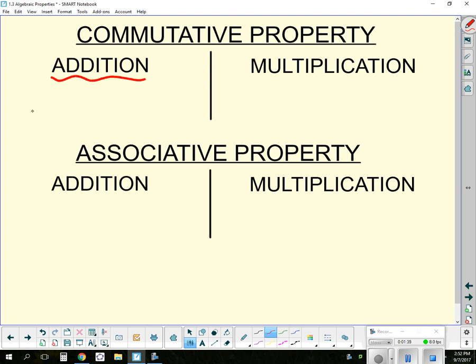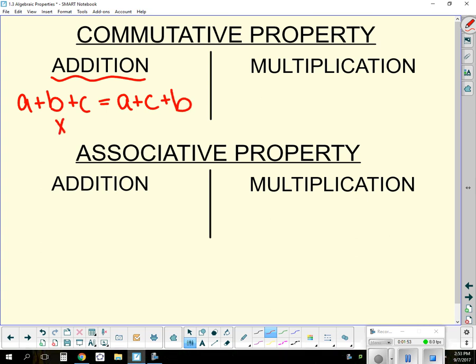says if you have A plus B plus C, that's the same as if you have A plus C plus B. So what's the difference? The B and the C switched orders. We could also say that x plus y is the same as y plus x. You're changing the order.